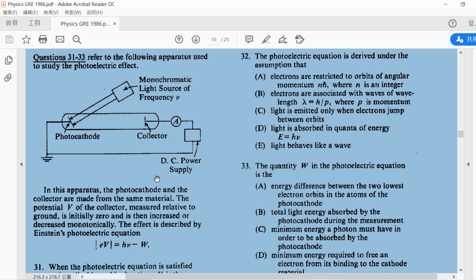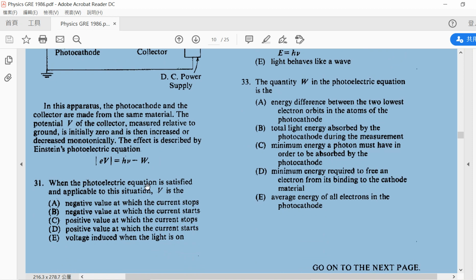Okay, so I already said you use this V to stop the electrons, and the electron is negative, right? So your V should be negative, right? Because your E is negative, V is negative, right? So the left hand side is positive. So h nu minus W is positive. Then you can stop it. So the answer is A.